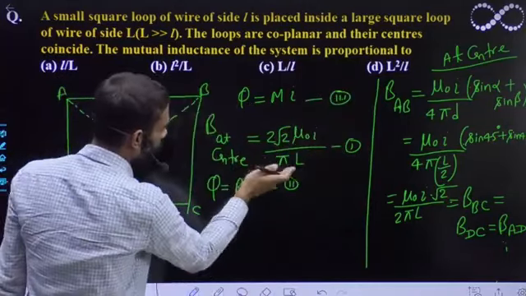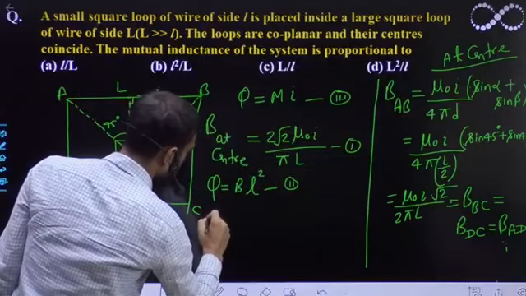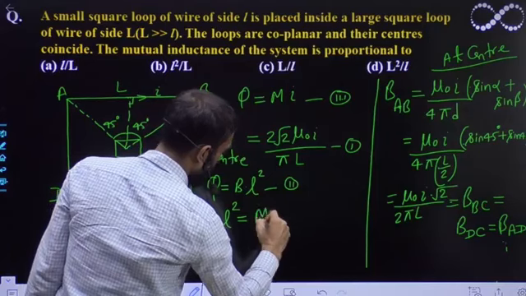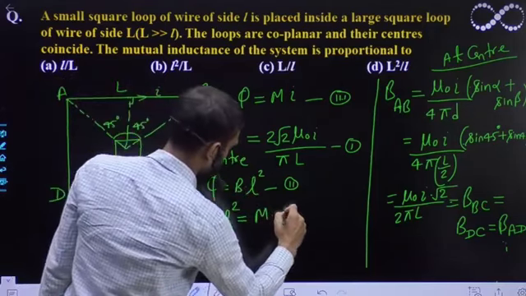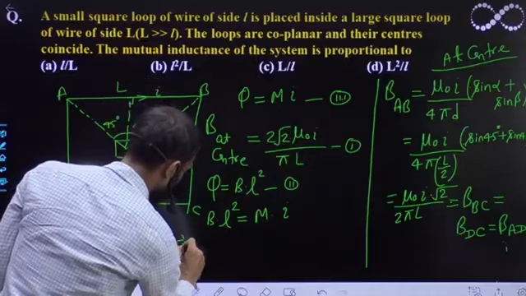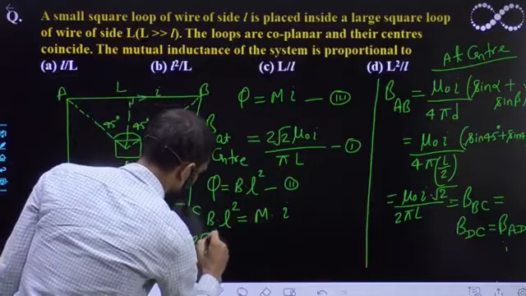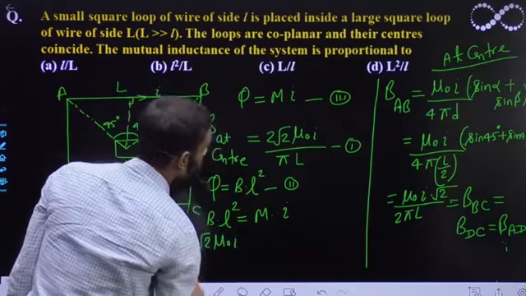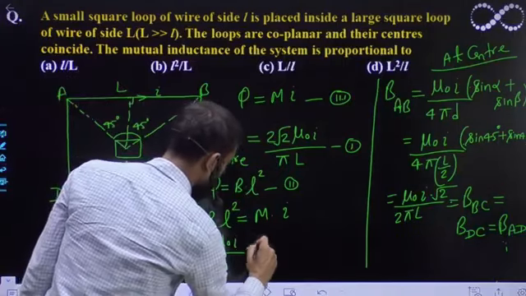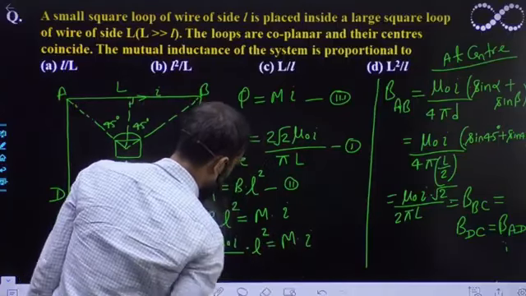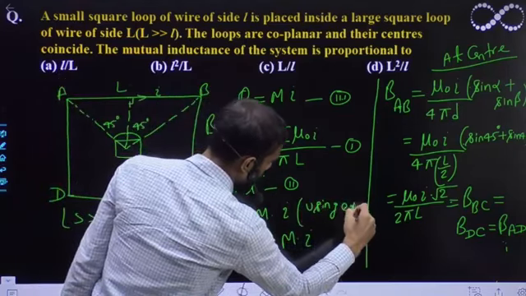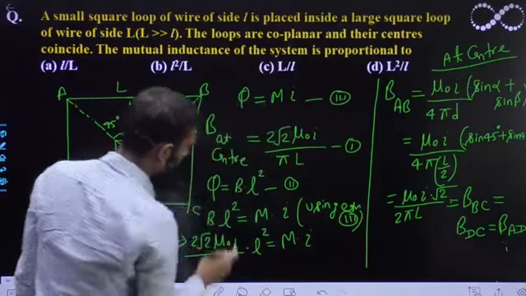By putting the value of 1 and 2 in equation 3, I can say B l square is equal to the flux, which is equal to M into I. So the value of B, you are getting from here, is 2 root 2 mu naught I upon pi L. This value of B from equation 1, into small l square, is equal to M into I, using equation 3, that is flux is equal to M into I.